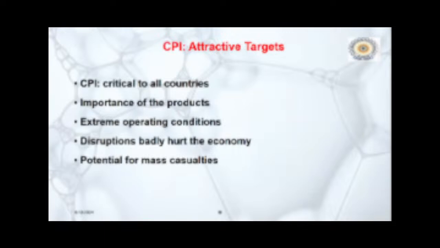But the consequence in both the cases will remain the same. The whole Delhi-Jaipur highway was closed for more than 3 to 4 working days, so that has a lot of costs. Disruptions will badly hurt the economy, and there is also a potential loss of mass casualties. The example is what we have seen in the Bhopal gas tragedy.